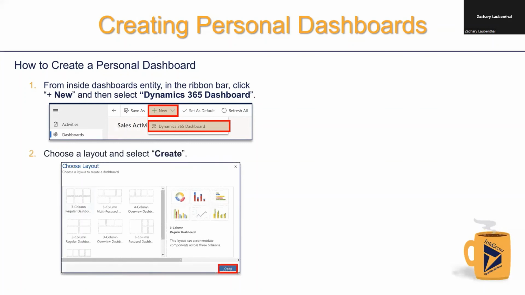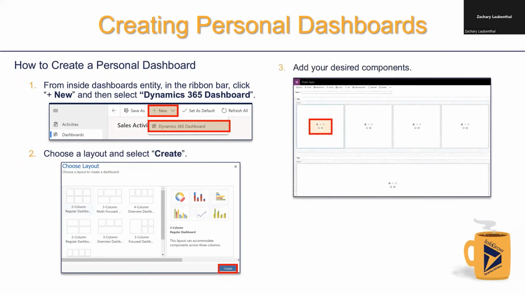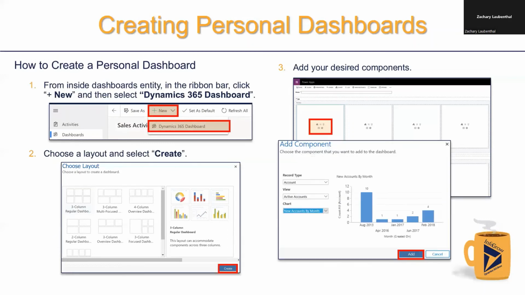Next, choose your desired layout for your new dashboard and click Create. Add your desired components by selecting the options inside each tile. For example, if we want to add a chart for new accounts by month, we select the chart component inside of our desired tile. Then we would select Account for our record type, Active Accounts as our view, and then New Accounts by month for our chart.